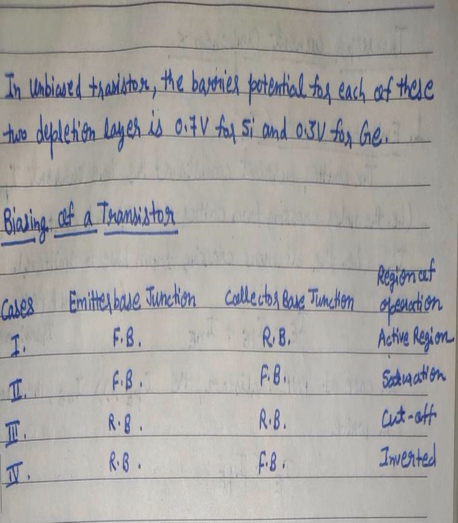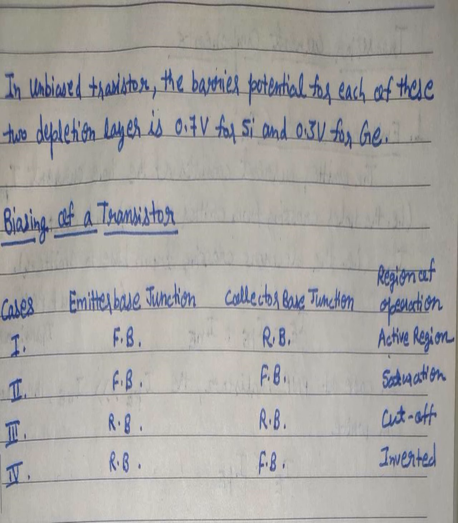And if the emitter-base junction is forward biased and the collector-base junction is also forward biased, then the transistor is in the saturation region. Forward bias means the N terminal is connected to negative and the P terminal is connected to positive. Reverse bias means the N terminal is connected to positive and the P terminal is connected to negative.